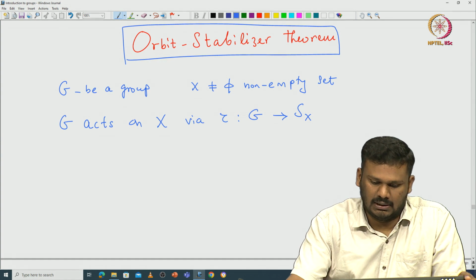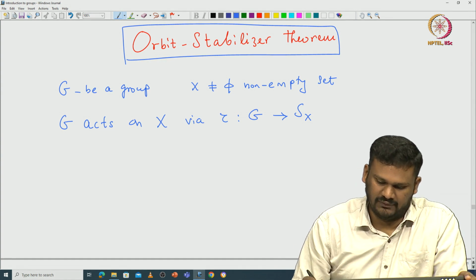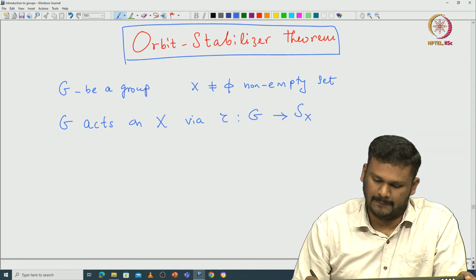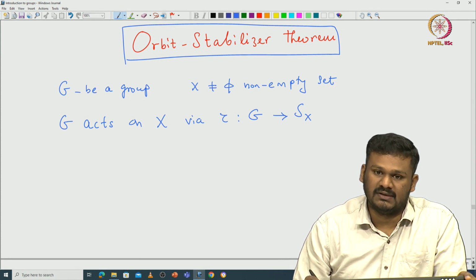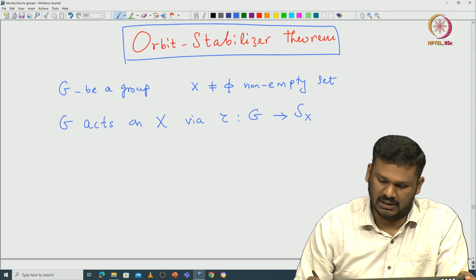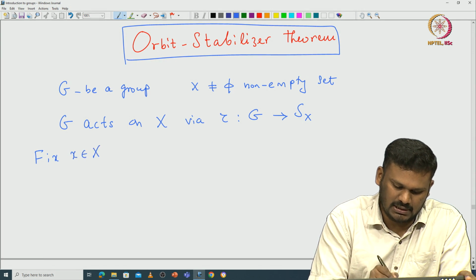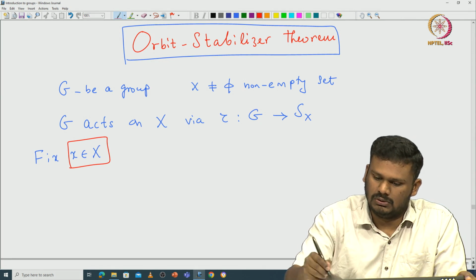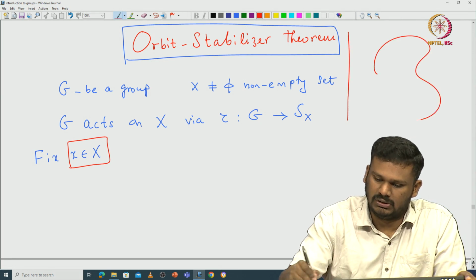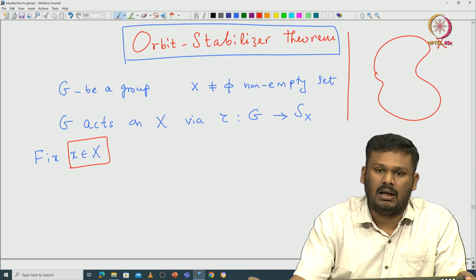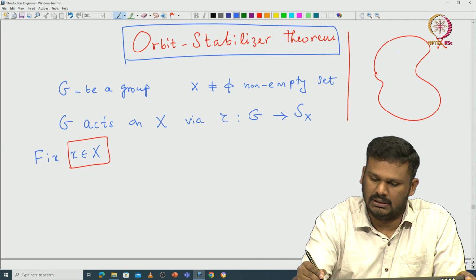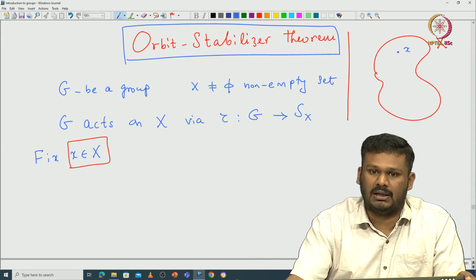Okay, so now with this data, what we want to actually define, there are few things that one can define, both related to the group as well as the set. So let us first define what is called an orbit. Okay, so let us fix some element x in capital X. So this is the element that we are fixing. So let's say diagrammatically, this is our capital X, and then you have chosen this element small x in capital X.